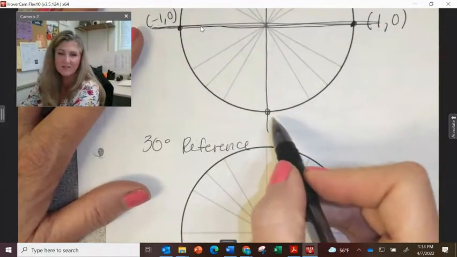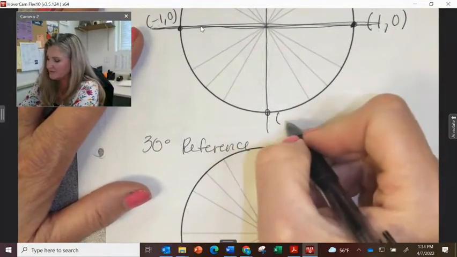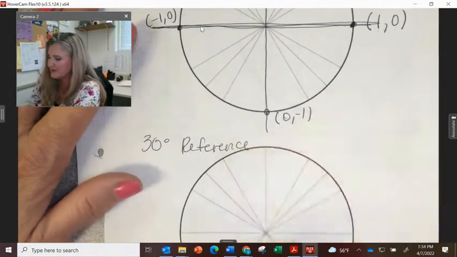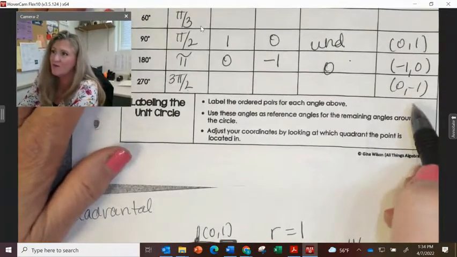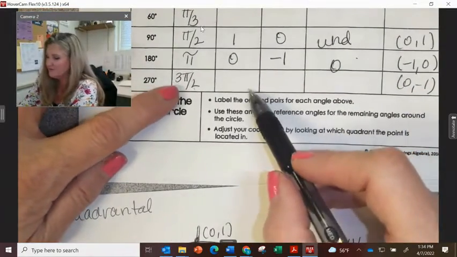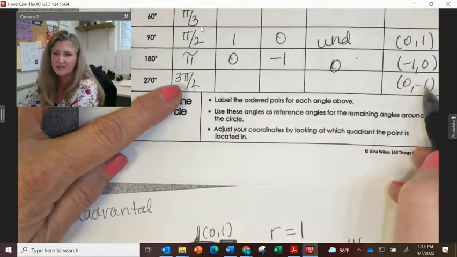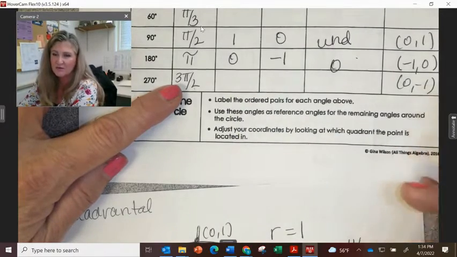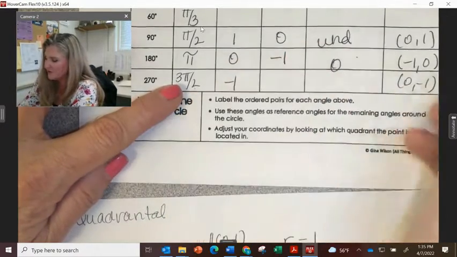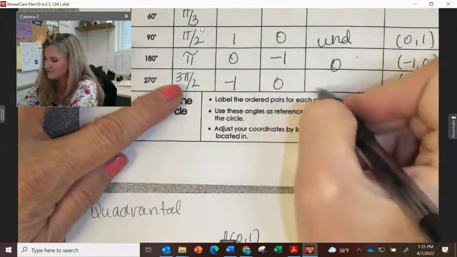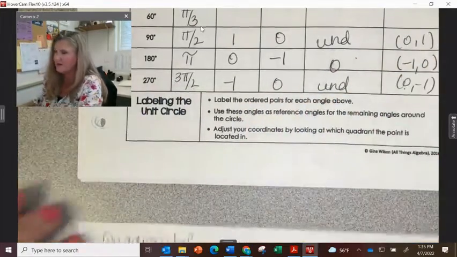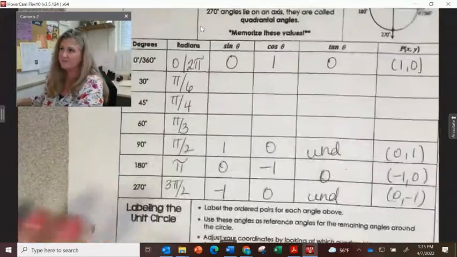Let's do the point first. What is this as a point, you guys? 0, negative 1. So I'm going to write the point first this time. 0, negative 1. Remember, r is 1. First, we're going to find the sine. Sine is going to be y over r. So what's it going to be? Negative 1. What's the cosine going to be? What's the tangent going to be? Undefined. Good.